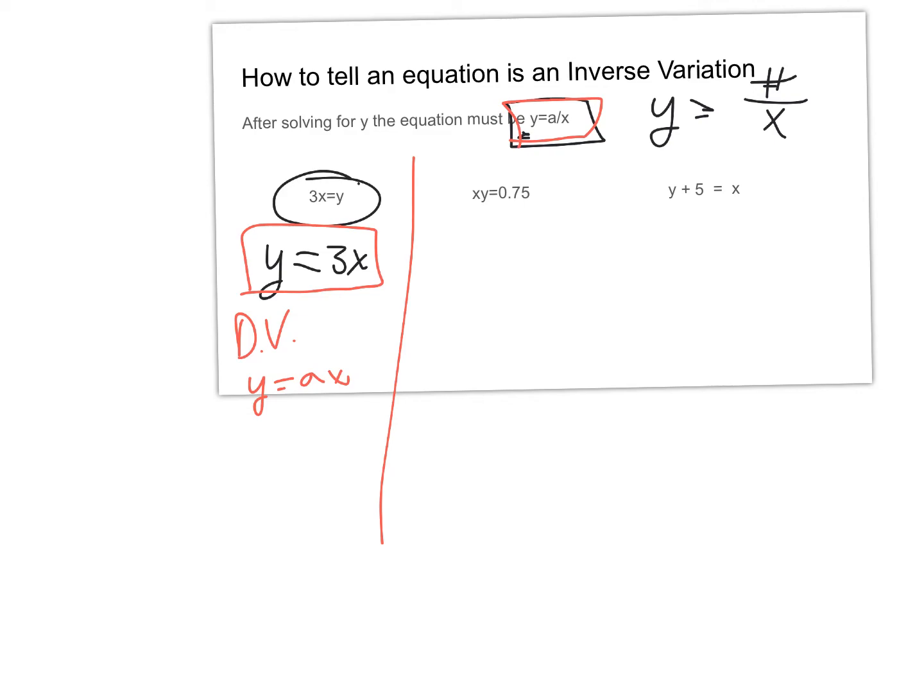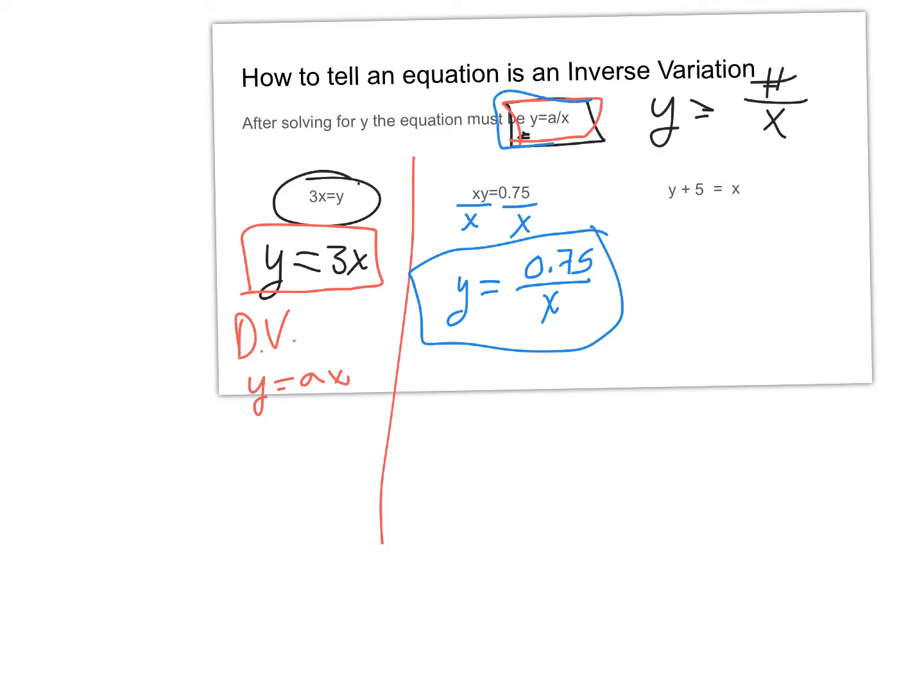Okay, so in this case, xy is equal to 0.75. We have a decimal, no real big deal there. So first thing I'm going to do is divide by x because I need y by itself. So y is equal to 0.75 divided by x. Now, looking at that, does this look like this? The answer is yes. I have a constant over x. So yes, this is an inverse variation.